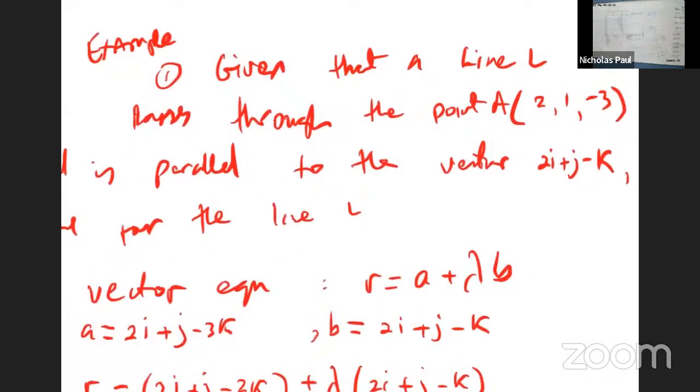A is (2, 1, -3) and is parallel to 2i + j - k. Write it in all three forms: try it in the vector form, parametric form, then Cartesian, sorry. If you're lost, I'll help you. Take your time, right? (2, 1, -3), 2i + j - k.